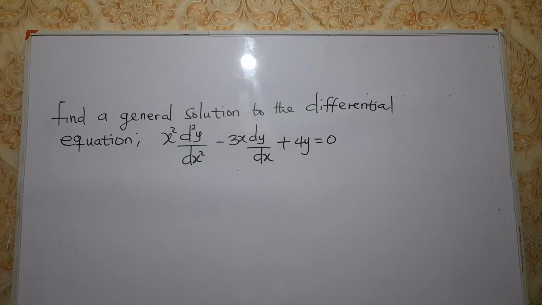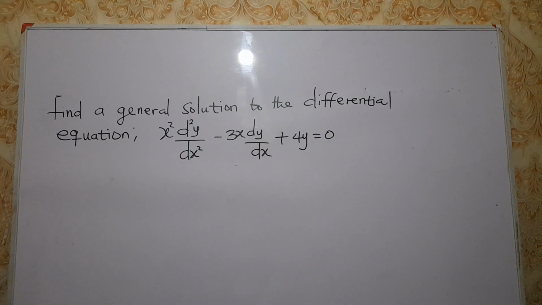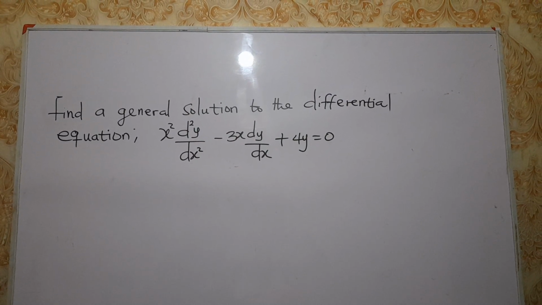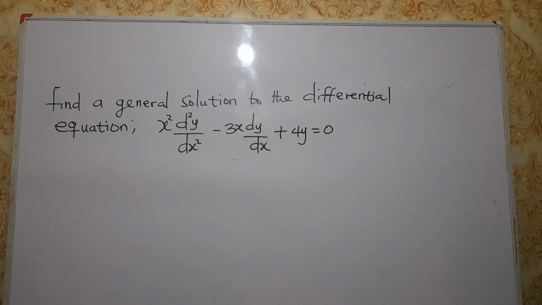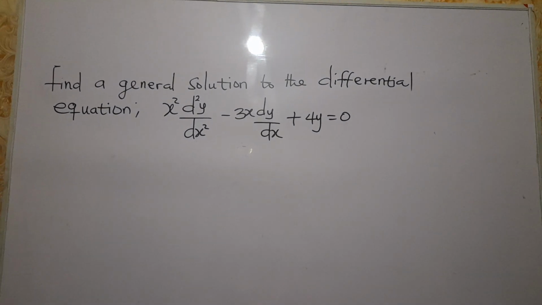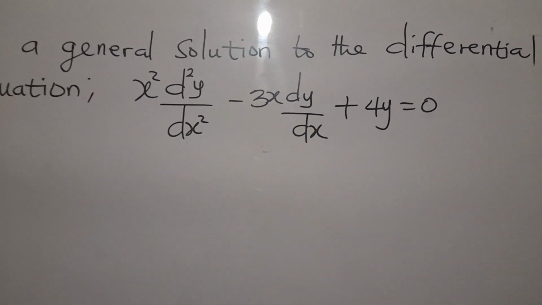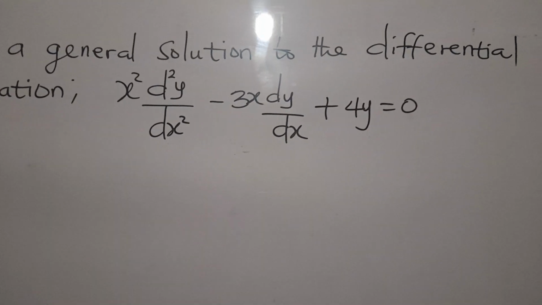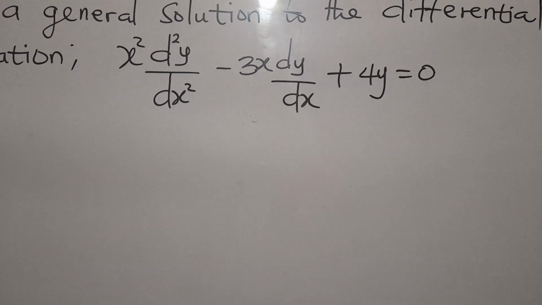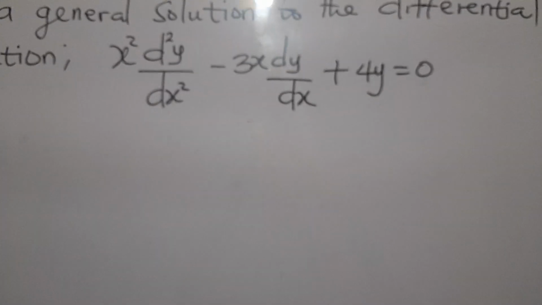Today's problem is to find a general solution to the differential equation x² d²y/dx² minus 3x dy/dx plus 4y equals 0. This is a second order ordinary differential equation with a variable coefficient, also referred to as a Cauchy-Euler differential equation, and a homogeneous one because it's equated to 0.